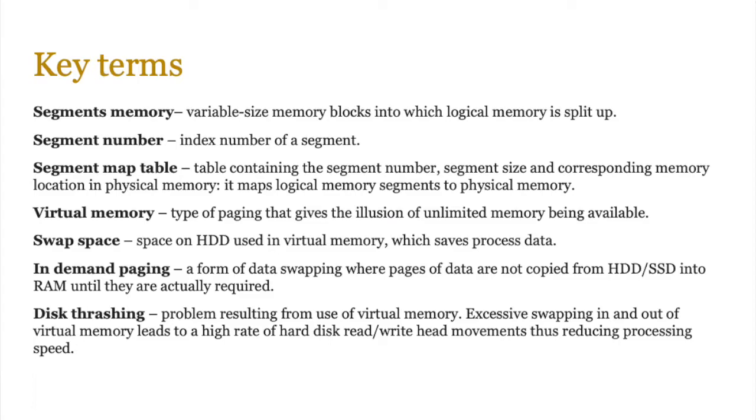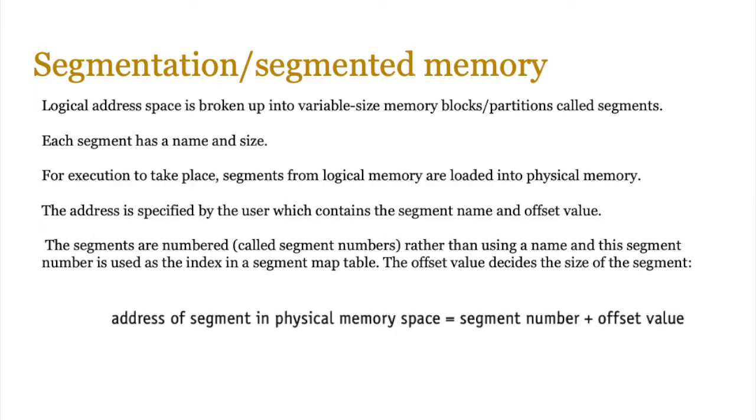Disk thrashing is a problem resulting from the use of virtual memory. You might end up excessively swapping pages between RAM and your swap space, and that can lead to something called a thrash point, where you end up spending more time swapping pages rather than doing anything else like processing, and that can lead to system stalls or even crashes. So hopefully you got those key terms down. Let's start by looking at segmentation.